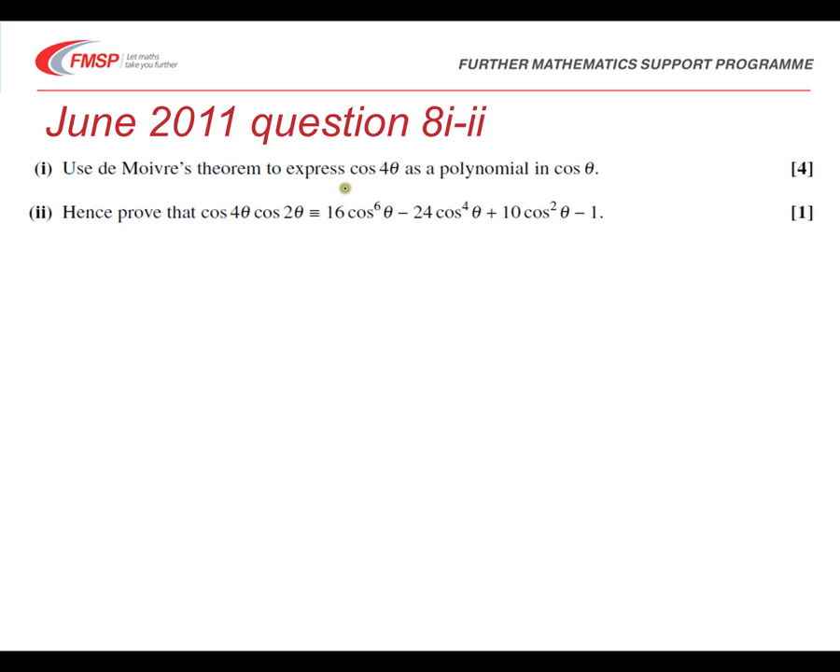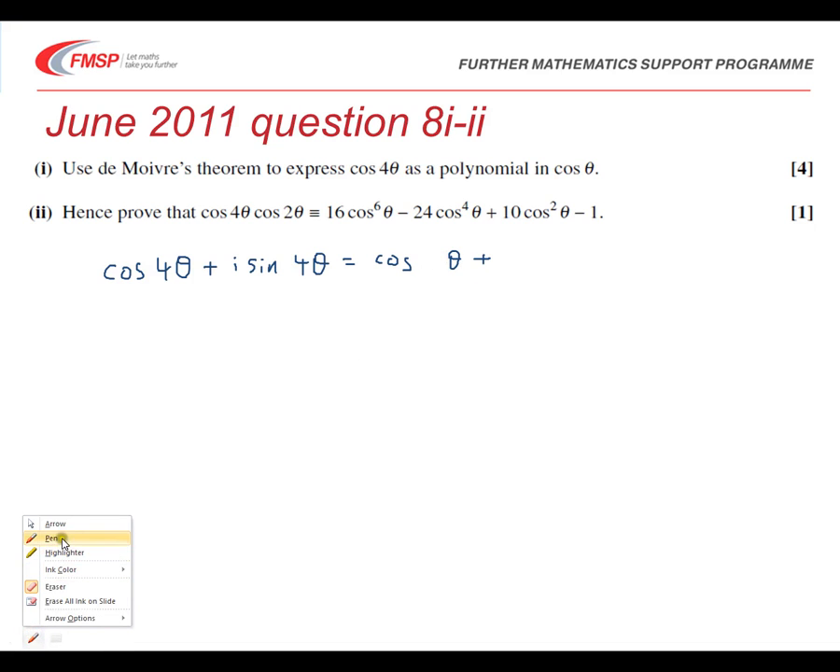De Moivre's theorem is based on cos theta plus i sin theta to the n. So I'm going to start with a statement, essentially de Moivre's theorem written the other way around, which is normally appearing on the right hand side. That's the result if we raise cos theta plus i sine theta to the 4.